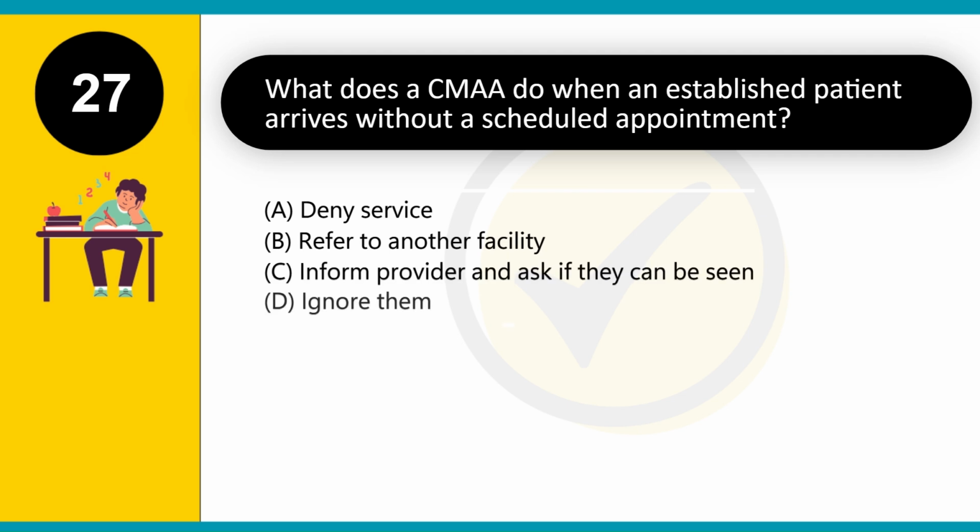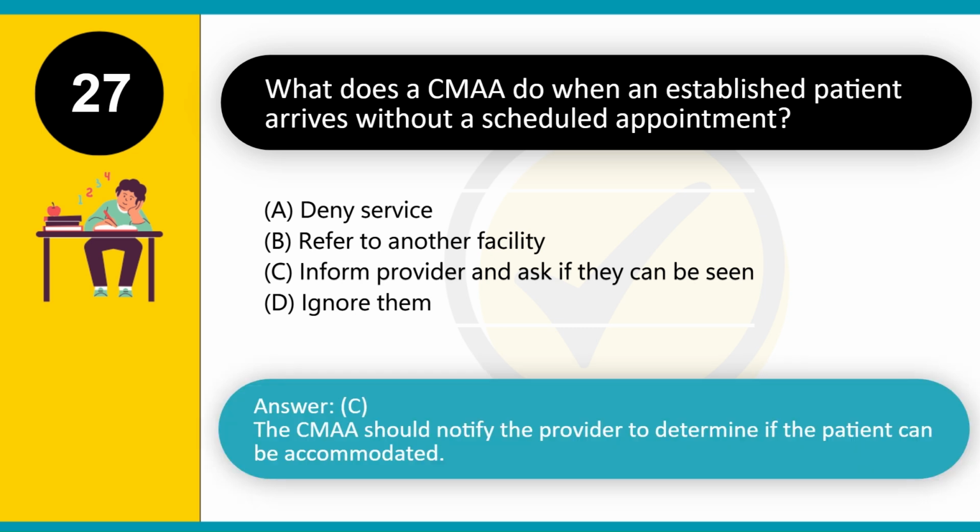What does a CMAA do when an established patient arrives without a scheduled appointment? A. Deny service. B. Refer to another facility. C. Inform provider and ask if they can be seen. D. Ignore them. Answer: C. The CMAA should notify the provider to determine if the patient can be accommodated.